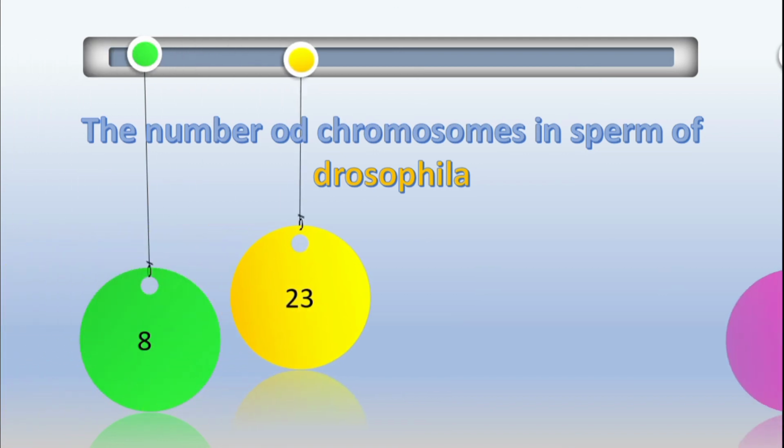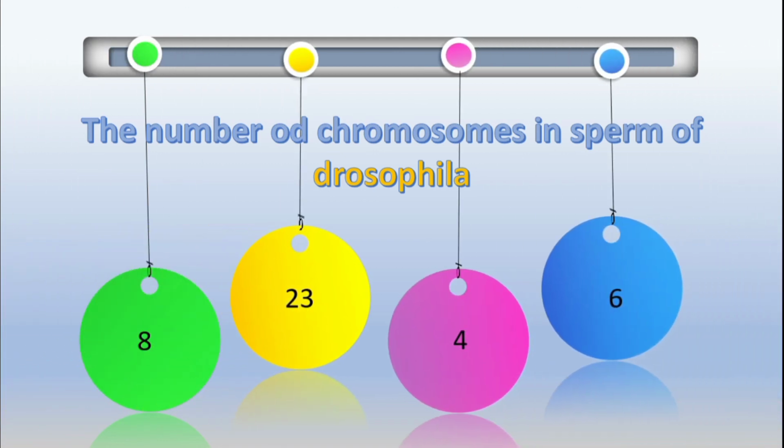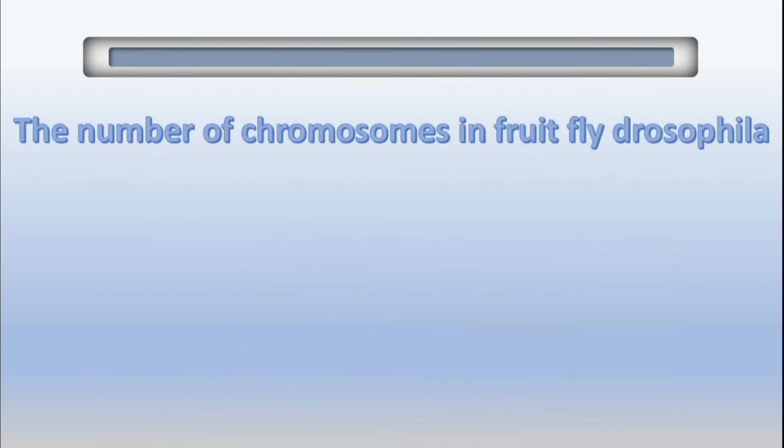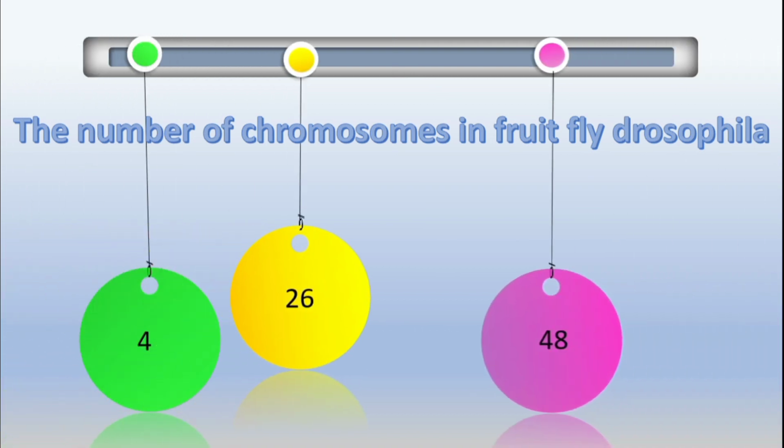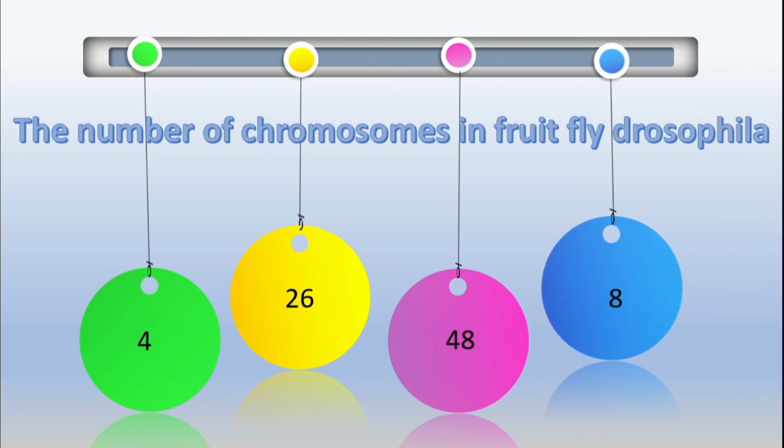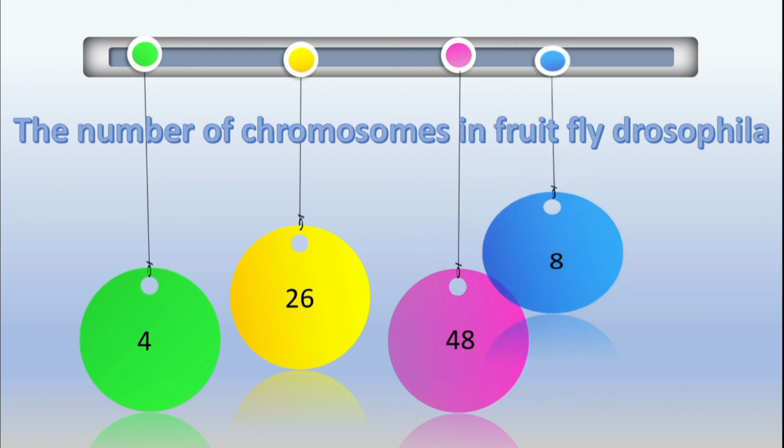The number of chromosomes in the sperm of Drosophila is 8, 23, 4 or 6. Remember, there are 8 chromosomes present in Drosophila and here we are talking about the sperm. Sperm have half the number of chromosomes. So the right answer will be 4. Next question is the same. The number of chromosomes in fruit fly Drosophila. Now we are talking about the total number of chromosomes, which is 8, and when we talk about any germline cell it will be 4, like in a sperm cell or egg cell.